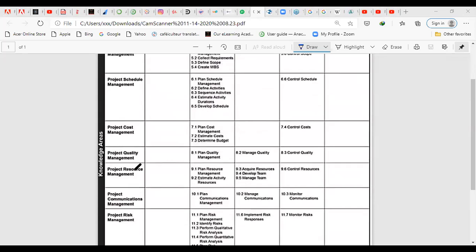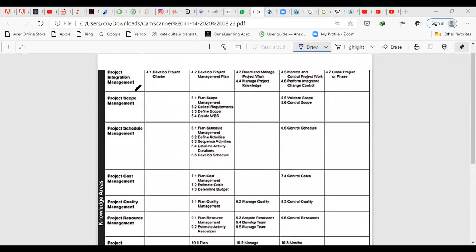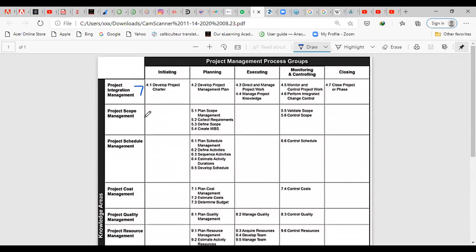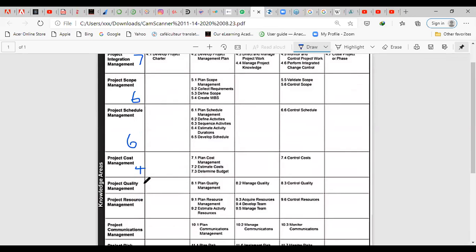So now we said that here we have 7 processes here: validate scope, scope management. There are 6 here, and this is 4, right? Yes, this is 4. Good. Then we come to quality management, 3. Good. Then we come to resource management. That is 6, right? Yes, 6.